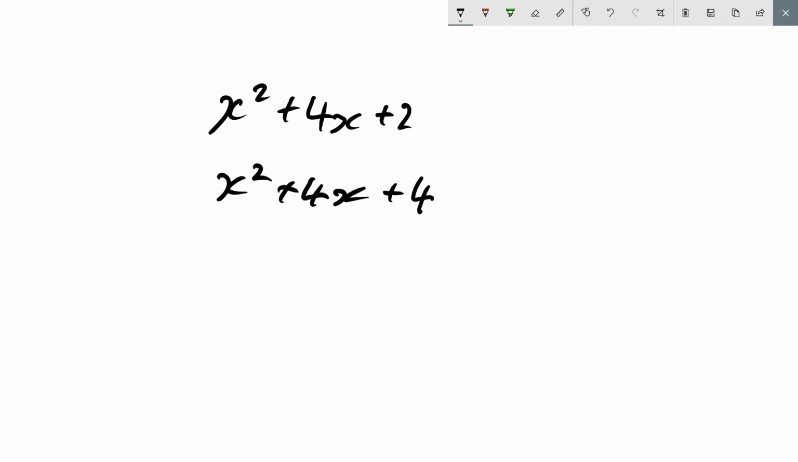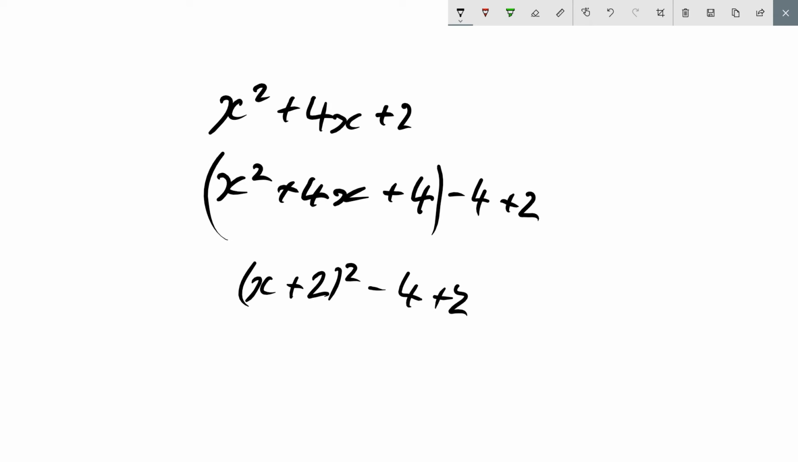But I can't just add 4 out of nothing. I'm going to have to subtract 4 to make sure that it stays equivalent, and then add the constant 2. What I sometimes like to do is put brackets around to know what is the perfect square and differentiate the two. I now factor this to become x plus 2 squared, and this will be minus 4 plus 2. Minus 4 and plus 2 cancel down to just minus 2, and we've got it into the form. We have x plus 2 squared minus 2. And that is the same as this.